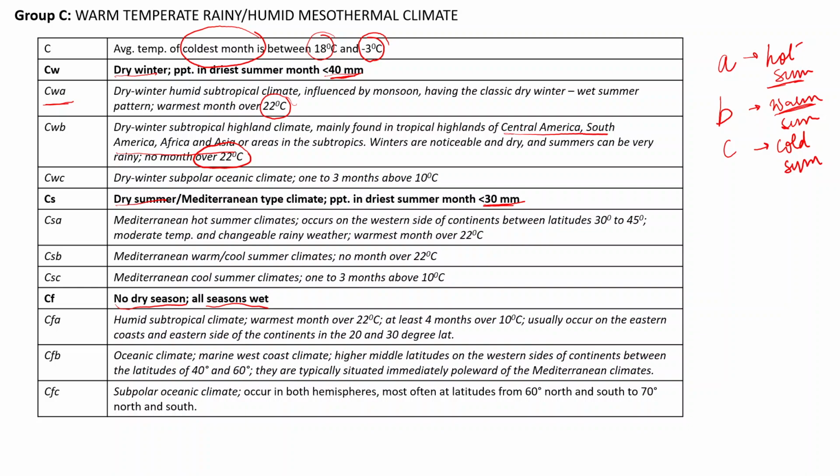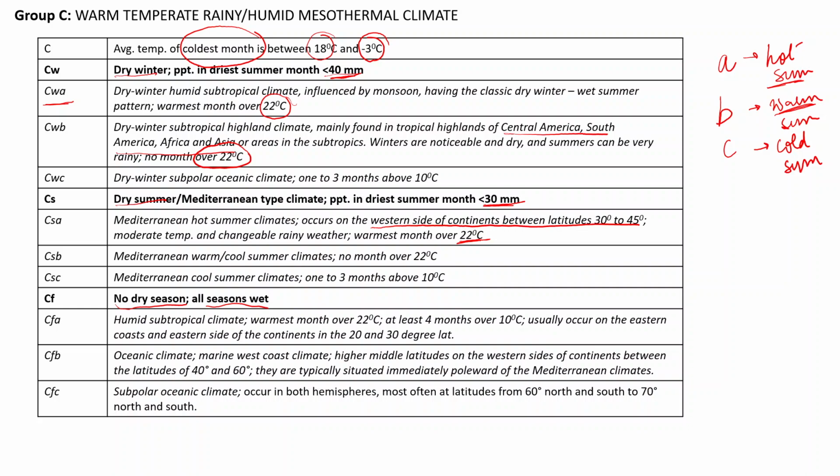Now, interestingly, the CSA occurs on the western side of continents between latitudes of 30 degrees to 45 degrees, and it has moderate temperature and a changeable rainy season. The warmest month is normally over 22 degrees Celsius. So you should remember that whenever we are talking about the warm temperate climate and we are attaching the third alphabet as A, the temperature of the warmest month will be over 22 degrees Celsius.